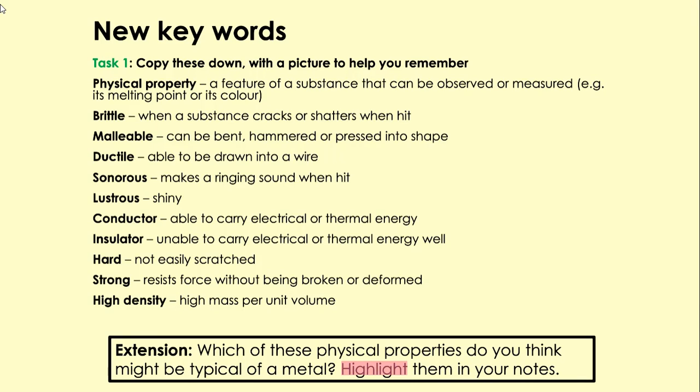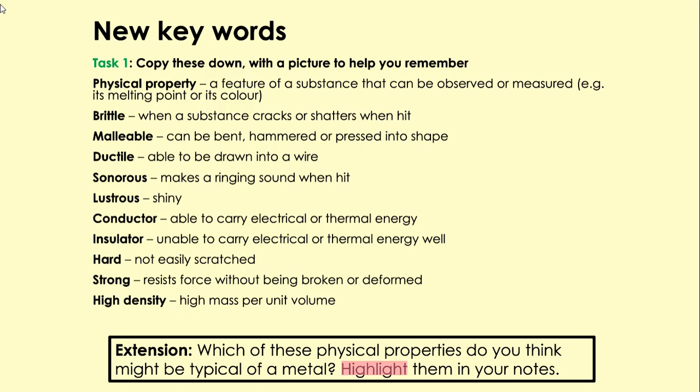A physical property is a feature of a substance, so a chemical, that we can either observe, so we could see, for example, or we might smell something, or we might measure it with an instrument. So we might measure its melting point with a thermometer, and we might observe its colour by looking at it. So all the physical properties that we need to consider are listed here.